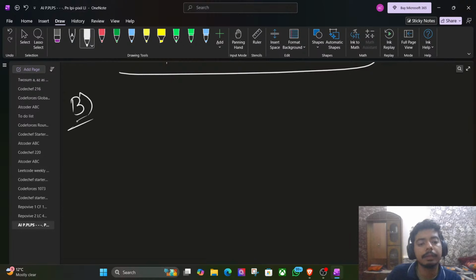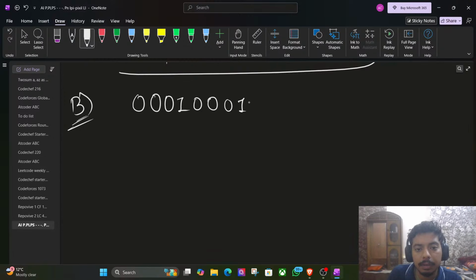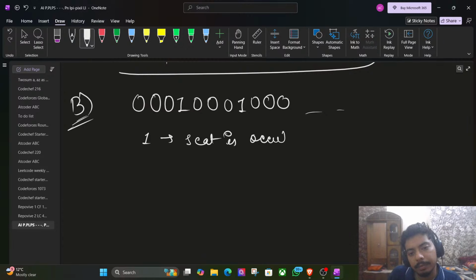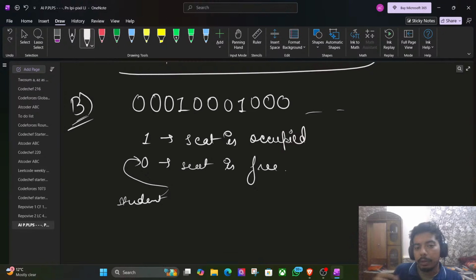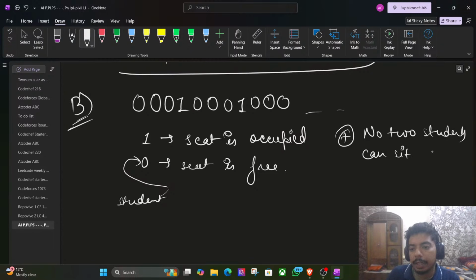For this problem, what we are given is a binary string consisting of zeros and ones. So a string like this is given to you. In this string, the one represents the seat is occupied, and 0 represents the seat is not occupied, or free currently. Now we need to place some students on these zeros such that after placing all the students, no other student can sit in this row. Now there is one condition which we have to note: no two students can sit adjacent to each other.